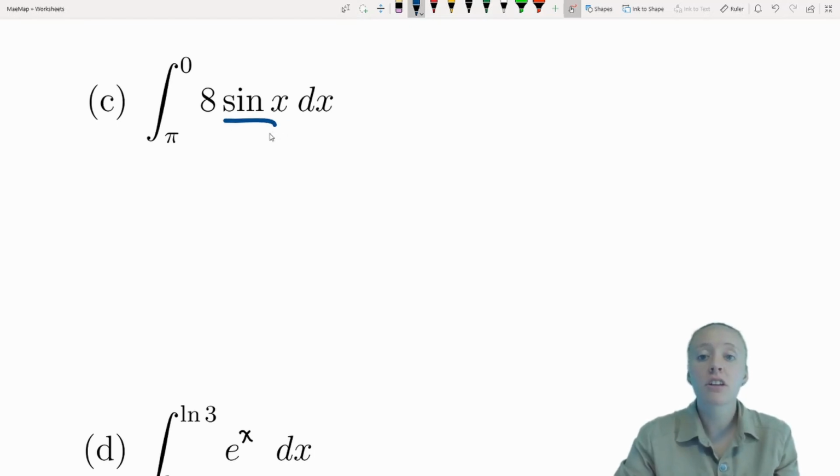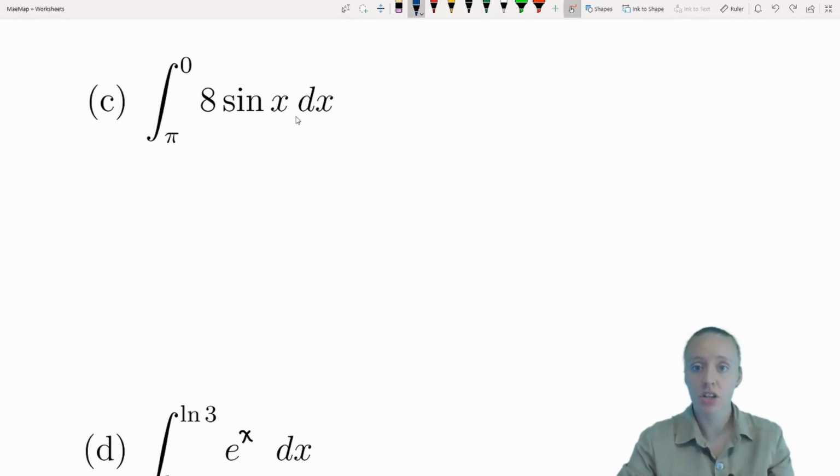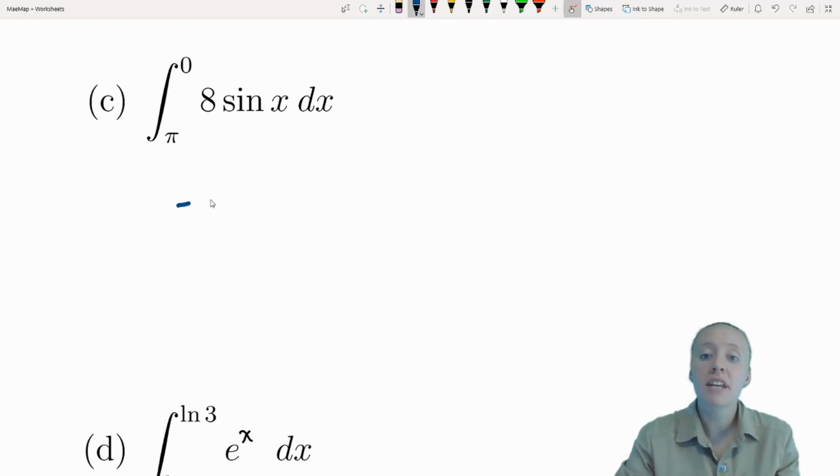Remember, the integral of sine of x is a negative cosine of x, because when I take the derivative of negative cosine of x, I get a positive sine of x. So integrating this is going to be negative 8 cosine of x, and I'm evaluating that from pi to 0.